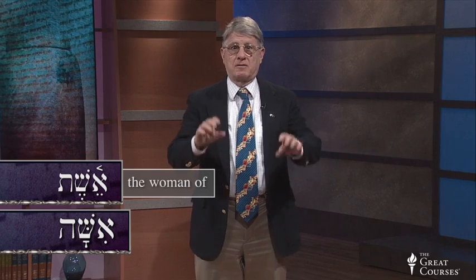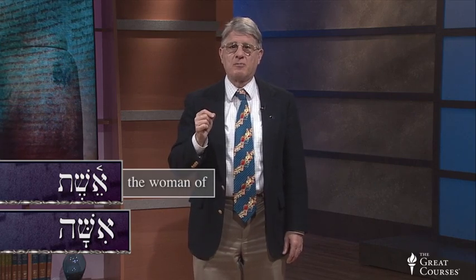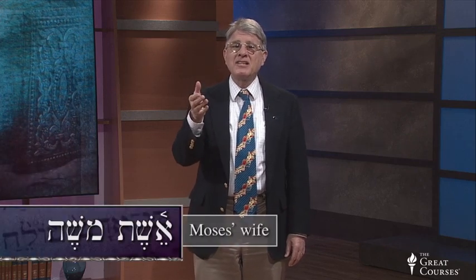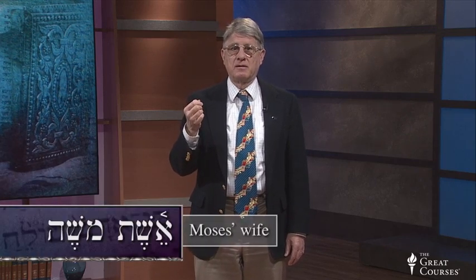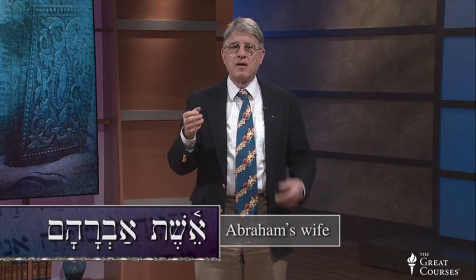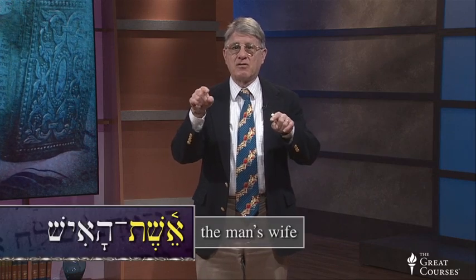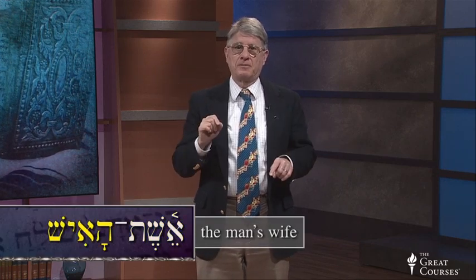But the construct form of isha in the singular, the woman of or the wife of, is not ishat, as you might have thought, but a segolit form, eshet. Told you those segolits were going to come back over and over again. Tzipora is eshet Moshe. Sarah is eshet Avraham. The man's wife, eshet ha'ish, the woman of the man.